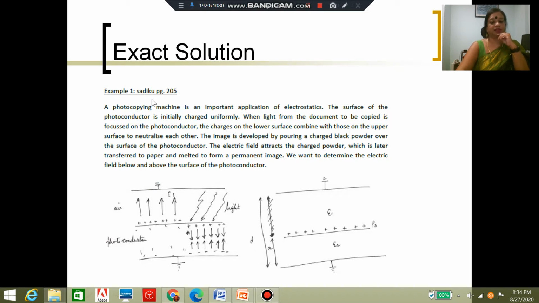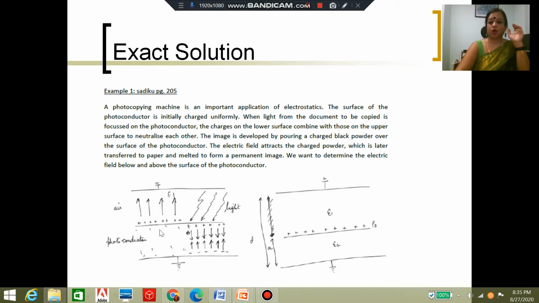been solved in Sadiku's book of electromagnetics. This is page 205. A photocopying machine uses the principle of electrostatics. What you have is, in a photocopying machine, you have a photoconductor. This photoconductor is represented by the lower rectangle. And light from the document to be copied is focused on the photoconductor. So you can see these light rays coming and falling on this photoconductor.